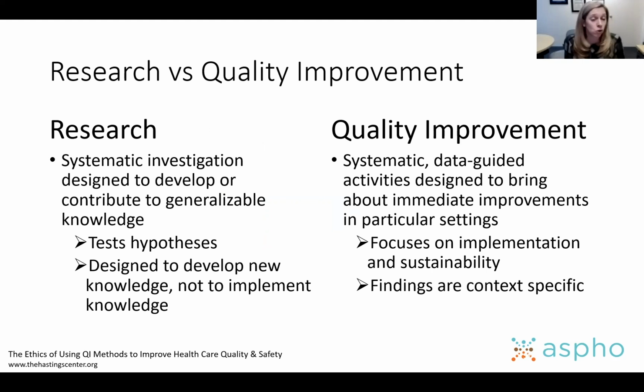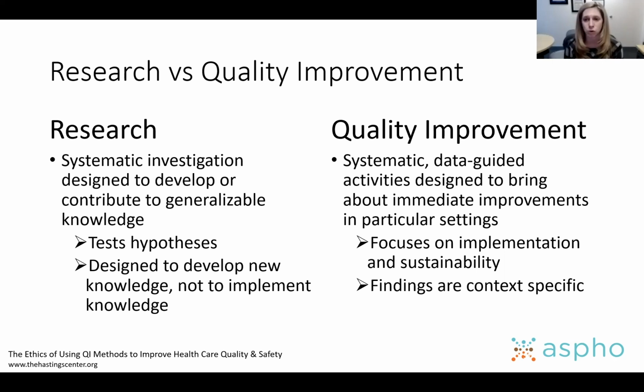So back to my initial question about what is research and how is it different from quality improvement? Now that we know what research is and we know what quality improvement is, we can contrast the two. Research, as we said at the beginning, is a systematic investigation designed to develop or contribute to generalizable knowledge. It involves the testing of hypotheses. It's designed to develop new knowledge, not necessarily to implement new knowledge.